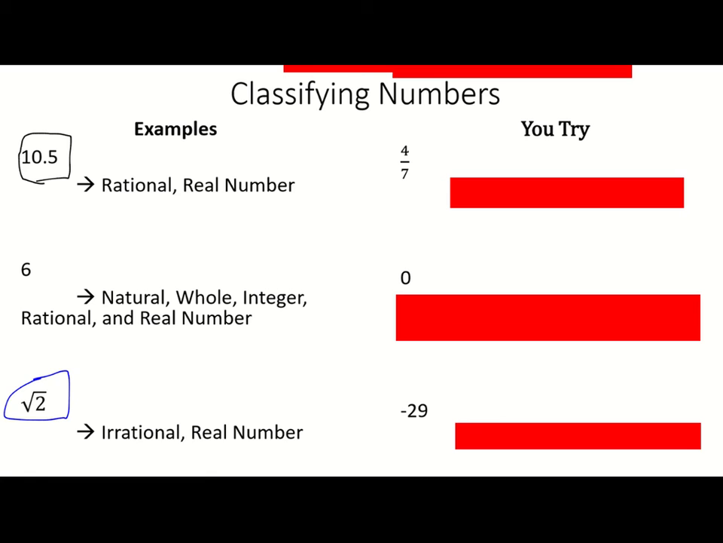Now that we've done 3 example problems, I would like for you to try to classify the following numbers: 4/7, 0, and -29. Please pause the video and try to classify these numbers on your own. When you believe you have classified them correctly, resume the video and check your answers. Make corrections as needed.